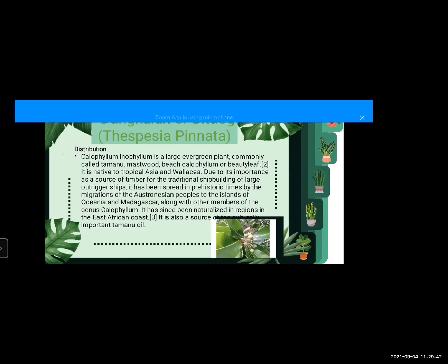Dangkalan or bitaog. In scientific name, Thespesia pinnata. Distribution. Calophyllum inophyllum is a large evergreen plant commonly called tamanu, mass wood, beech, calophyllum, or beauty leaf. It is native to tropical Asia.